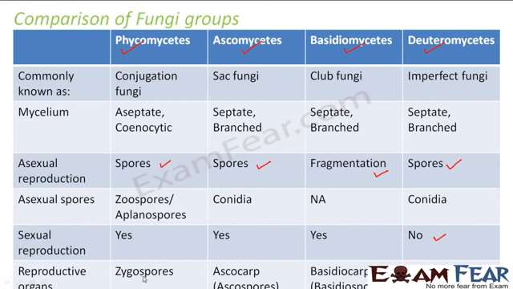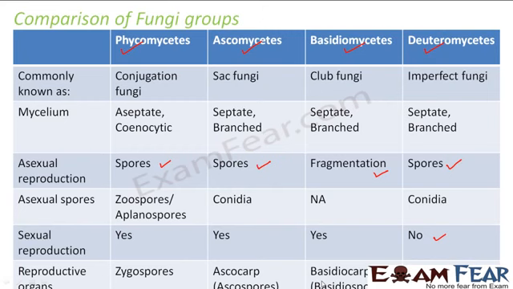And what are the reproductive organs? In Phycomycetes, it is the zygospores which are produced. In Ascomycetes, ascocarp is the fruiting body and the spores are ascospores. In Basidiomycetes, basidiocarp is the fruiting body and basidiospores are the sexual spores. So with this, I end my discussion on fungi.